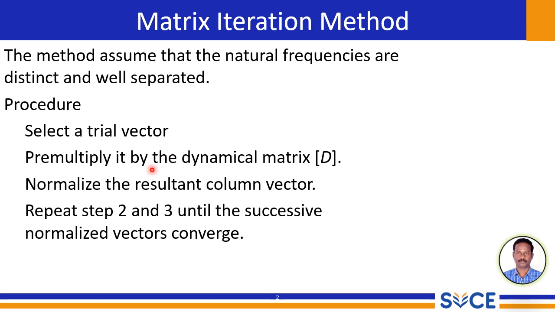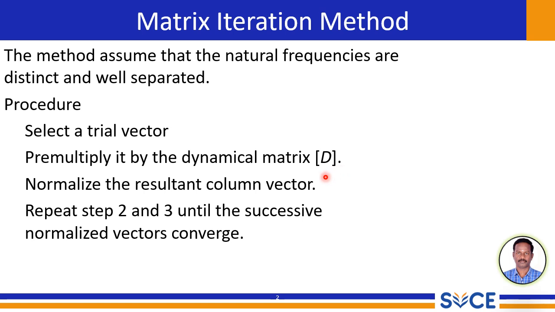Step 2: pre-multiply by the dynamic matrix. Next, we take our trial vector and multiply it by the dynamic matrix denoted as D. This matrix encapsulates the mass and stiffness properties of the system and plays a key role in determining its dynamic behavior. The result of this multiplication is a new vector that represents an improved estimate of the mode shape.